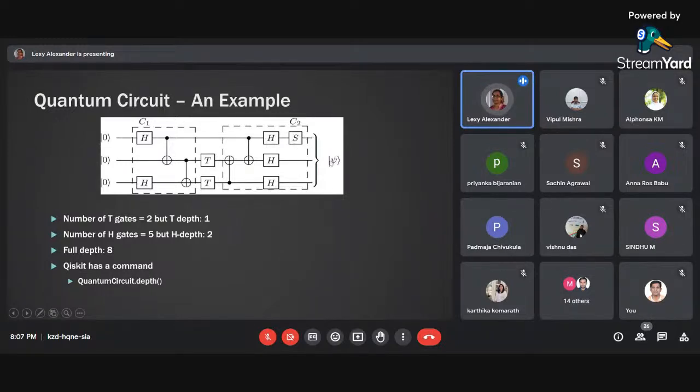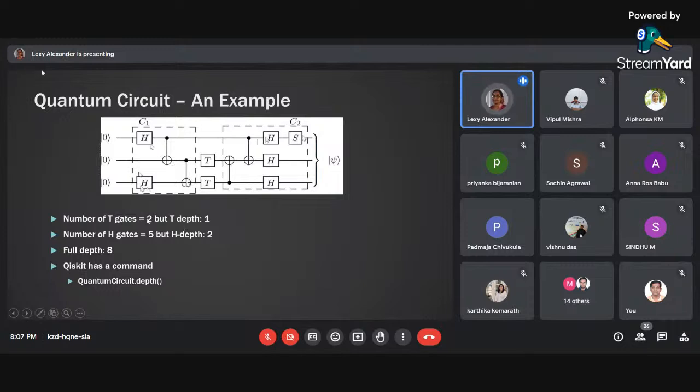After this many operations, the state of the system is taken as |sign>. So here you see how many gates are used. The total number of T gates: there are only 2 T gates, correct? Now there is another concept called depth.